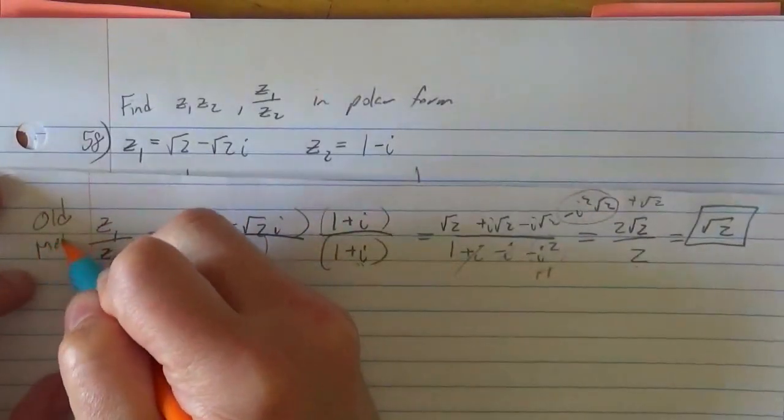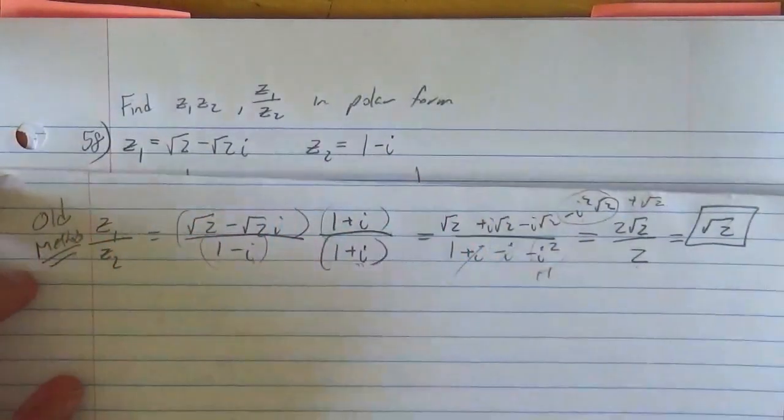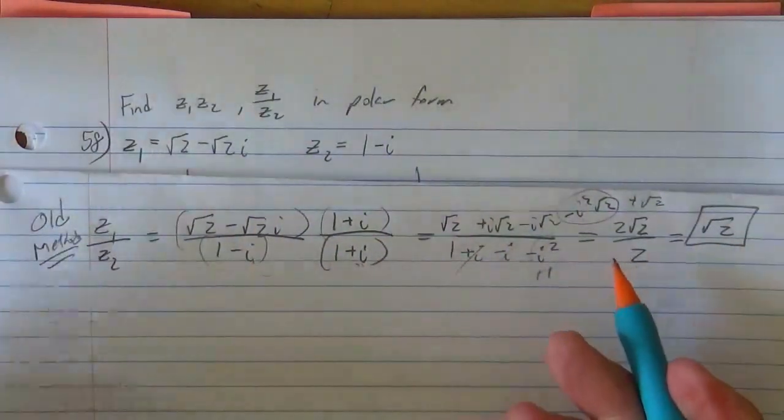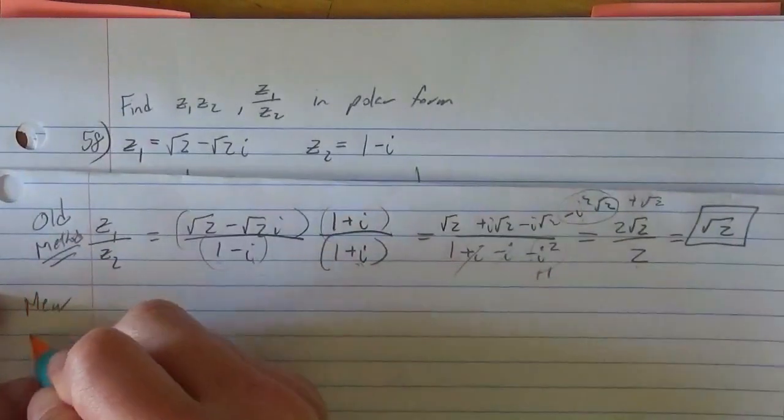This is not the method that they wanted us to use in this chapter, but hey, it wasn't that bad, and it made sense. We just divided it. Our new method is with the polar form.